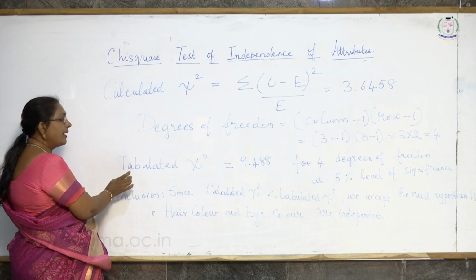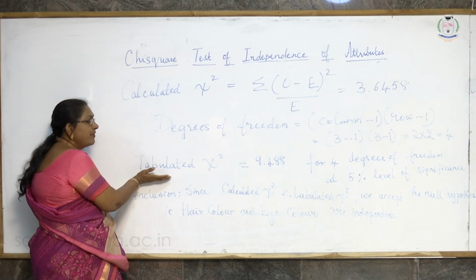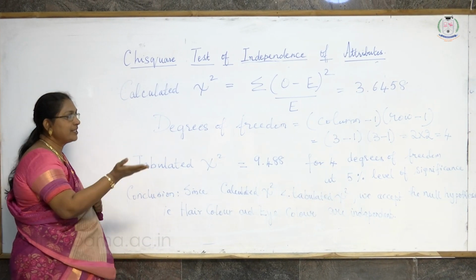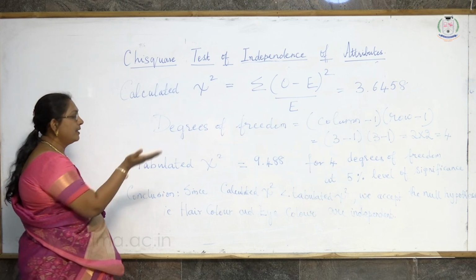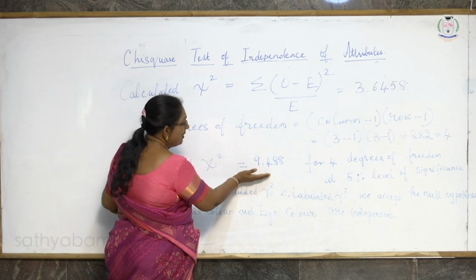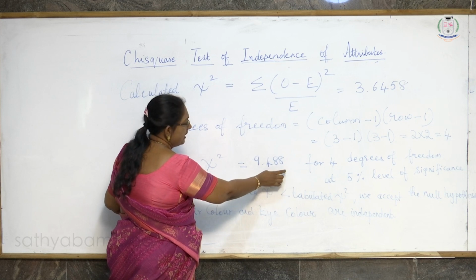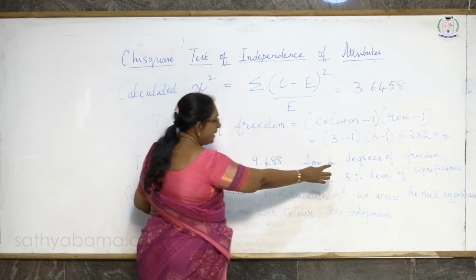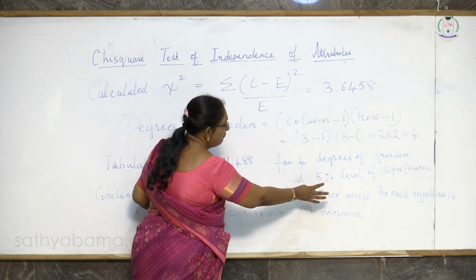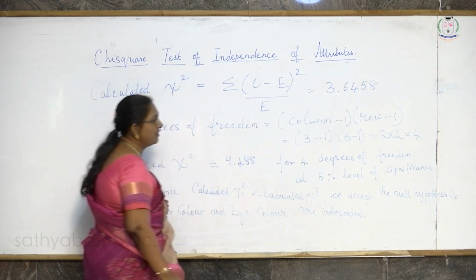Therefore, now the calculated chi-square, we have to check it from the chi-square table, and the value for that is given to be 9.488, where the degrees of freedom is 4 and 5% is the level of significance.